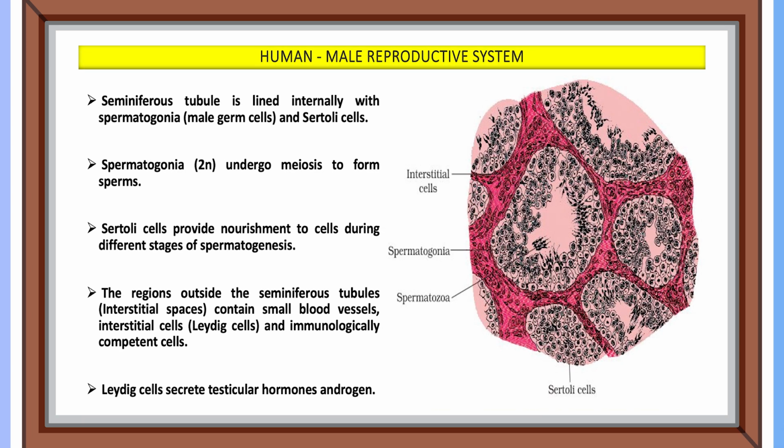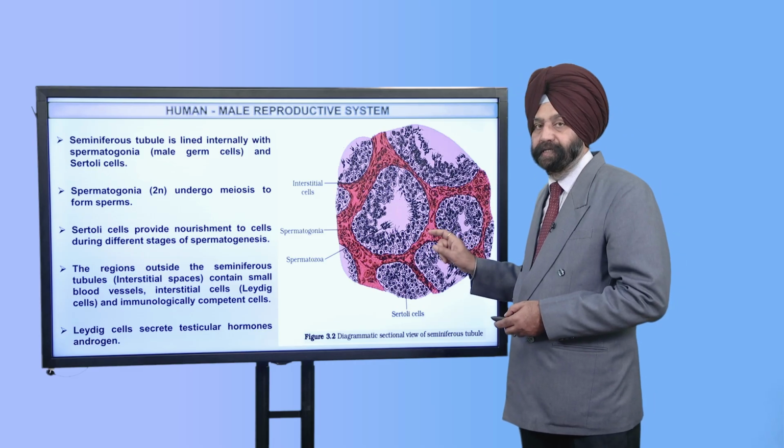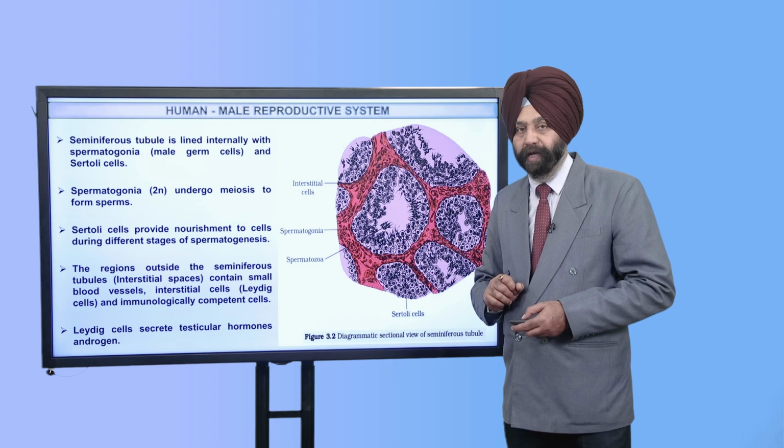Now, what are the seminiferous tubules? Seminiferous tubules are lined internally with spermatogonia, which are diploid cells. They undergo meiosis to form spermatozoa. Sertoli cells give shape and nourishment to the cells during different stages of spermatogenesis. The regions outside the seminiferous tubules contain interstitial spaces with cells and blood vessels. These cells, along with the immunologically competent cells, Leydig cells, secrete testicular hormones called androgens.